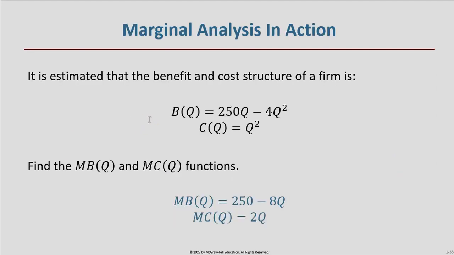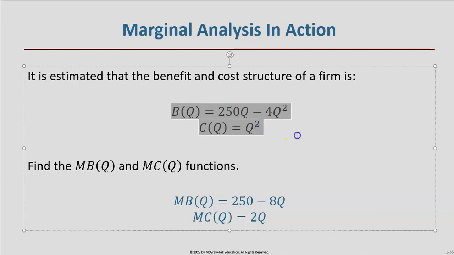So it's estimated that the benefit and cost structure of a firm is, and there's two functions there. Before we do that, let's think about "it's estimated that." Okay, these things are estimated with data. So what we're doing here is simulating a data-driven decision where we have already conducted the data analysis. And later on in the semester, we'll talk about how benefit and cost functions, or revenue and cost functions, like these examples, are generated from data.